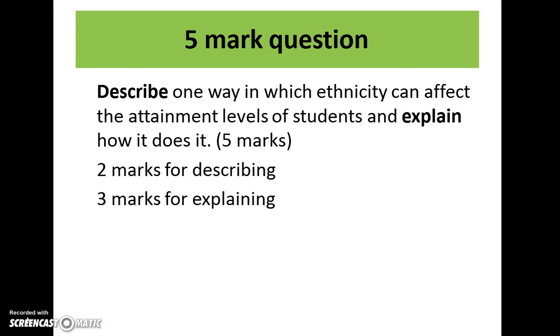Then I want you to try this 5-mark question. 5-mark questions ask you to describe and explain. So you get 2 marks for describing one way in which ethnicity can affect attainment levels of students, and you'll get 3 marks to explain how it does this. So you need to try and make sure you use examples, you say why it's happening, and you apply it to the question of achievement or attainment.